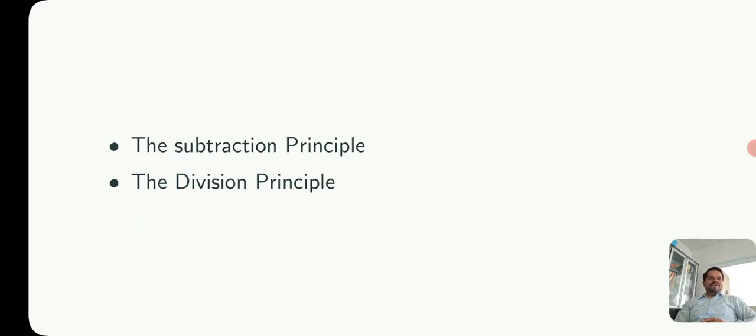These principles form the foundation for solving many real world problems in combinatorics and beyond.